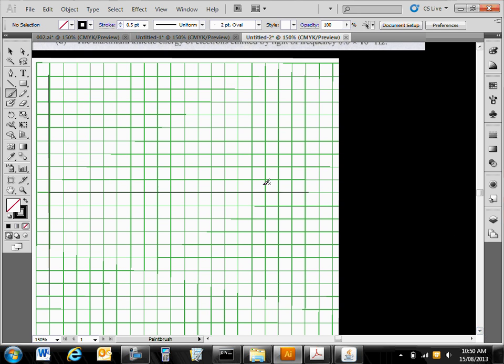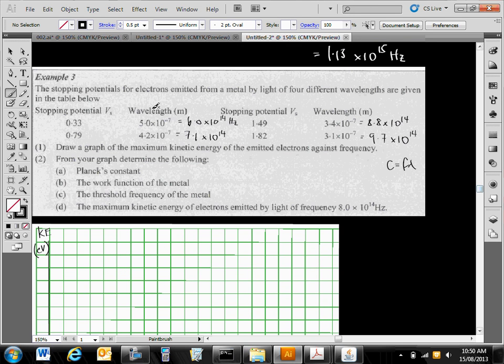If you're going to draw a graph, you have to label the axes correctly. f in hertz, and I'm probably going to say by 10 to the 14. It's probably easiest. And kinetic energy, I'm going to leave it in eV. Makes for ease of calculation because we're given these stopping voltages in volts. So they correspond exactly to eV.